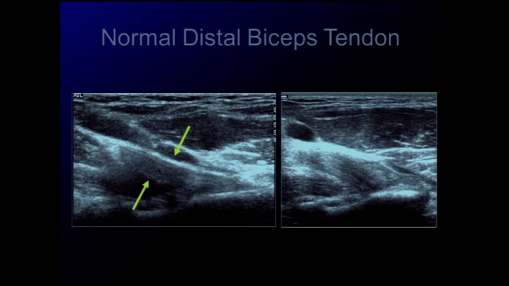So the biceps tendon is a little bit harder to see in this location, mainly because the tendon does not assume a parallel course to the transducer, but rather it dives deep as it inserts onto the radial tuberosity, and therefore we don't see those normal collagen fibers that well. The tendon also normally fans out at its insertion, which should not be confused with pathology.